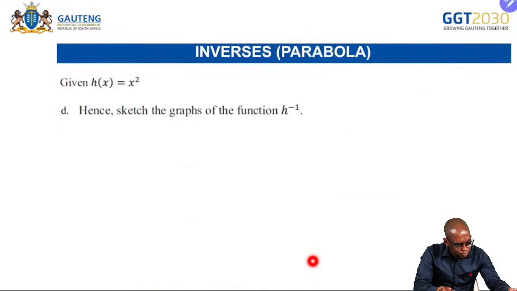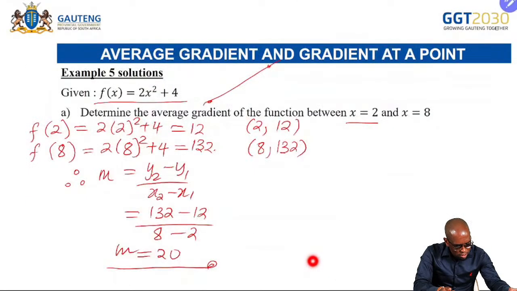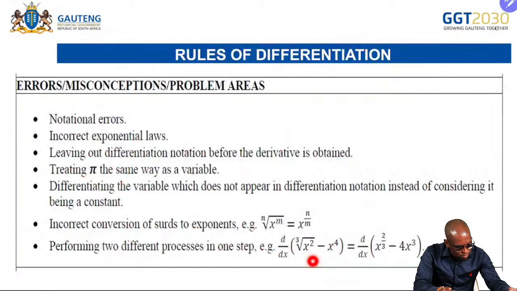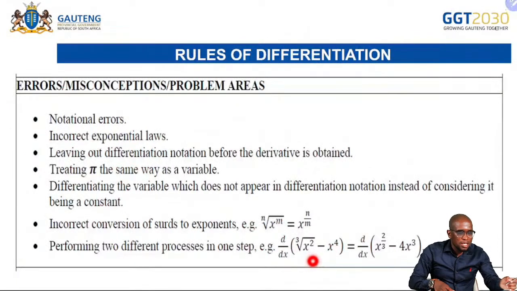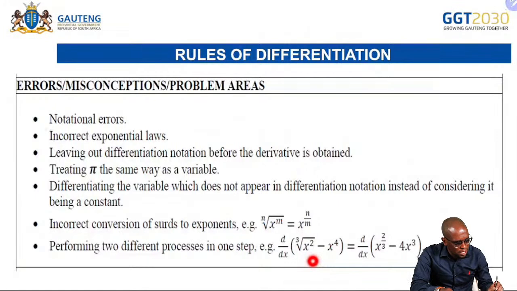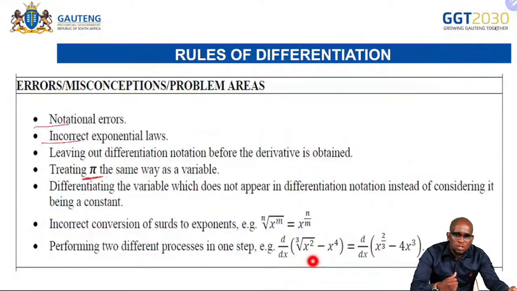Right, now we are on the rules of differentiation. These are the common errors and misconceptions that you have. Notational errors come back again. The use of exponential laws is very, very important. At times we treat alpha as a variable, which we should not do. Alpha represents a constant there.